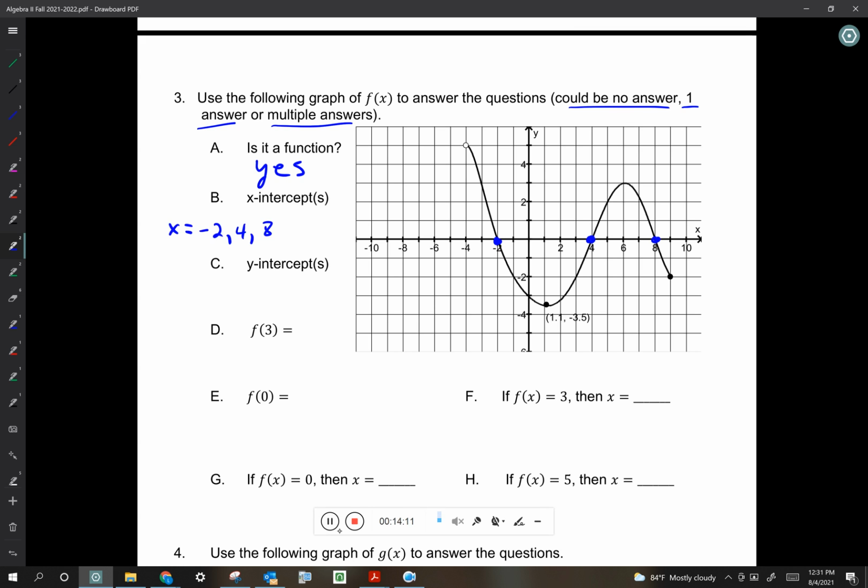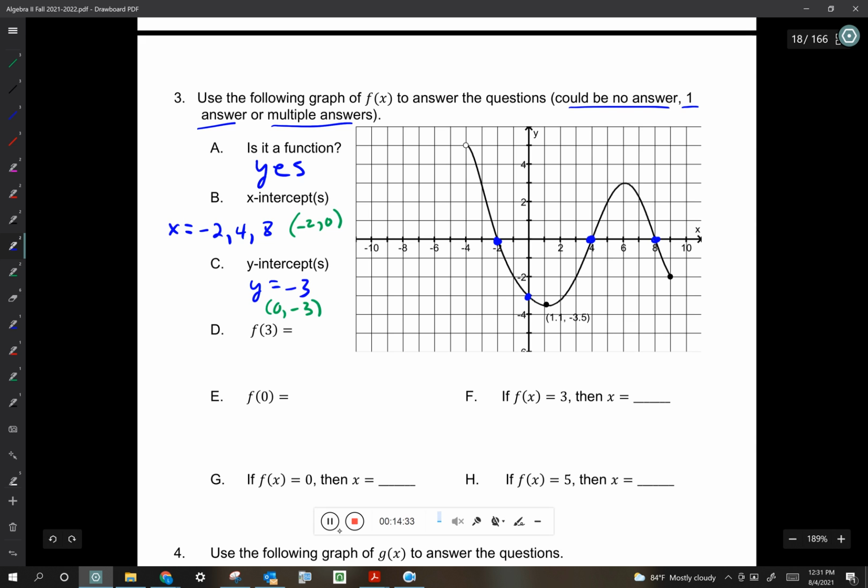Letter C, what are the y-intercepts? Well, remember, that's where it hits the y-axis, so that would be at y equals -3. Again, if I had written this one as an ordered pair, it would have been (0, -3). Just to give you an example, up here, if I had written these as ordered pairs, it would have been like (-2, 0), and so on.